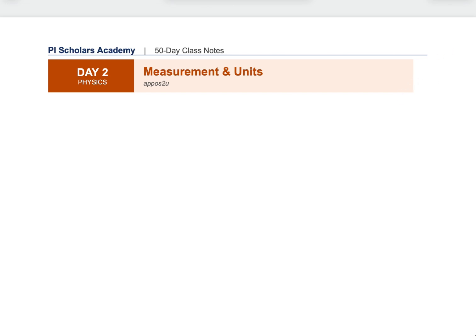So let's define measurement first. I'm sure that measurement is not a strange thing to anybody here. You have heard of measurement before, especially if you want to sew clothes, you go and take your measurement at the tailor's. Anyways, measurement is actually the process of assigning numerical values and units to a certain reading.